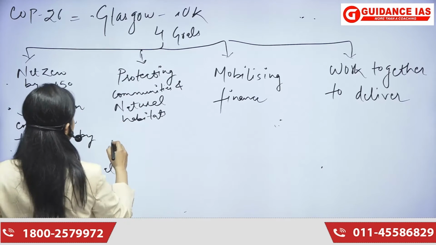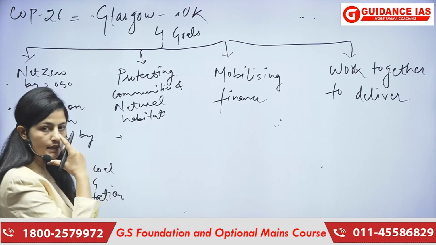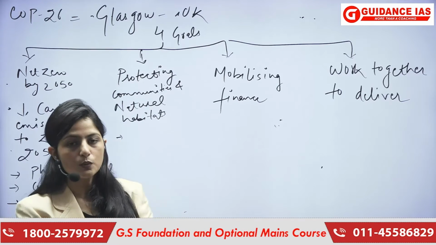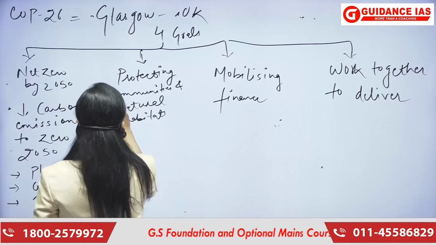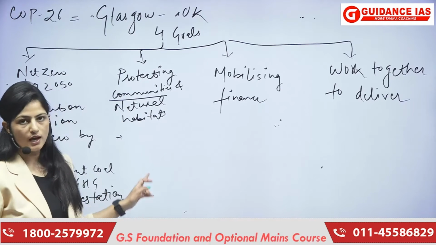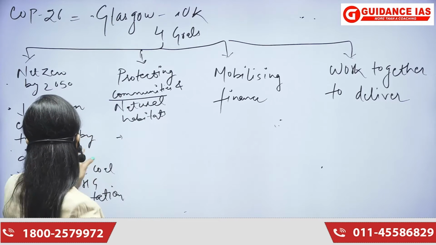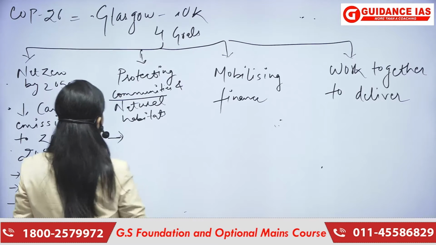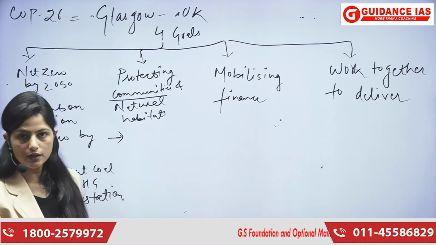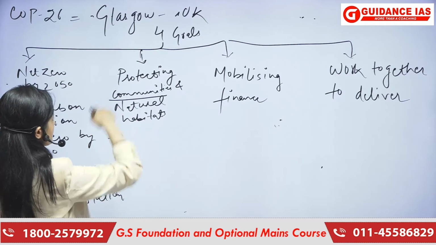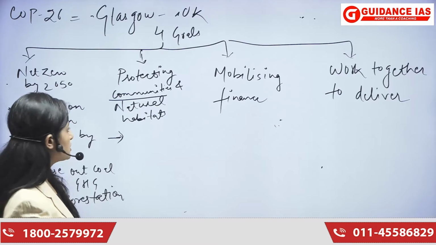Next was protecting communities and habitats. This is that we need to adapt to certain technologies and certain habits so that we can protect the communities as well as the natural habitat, the natural ecology or the natural ecosystem, against what? Against the deteriorating climate and its conditions. So this is also something we need to protect and we need to achieve.